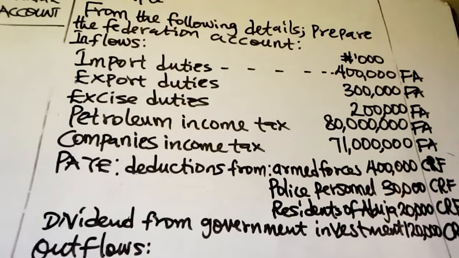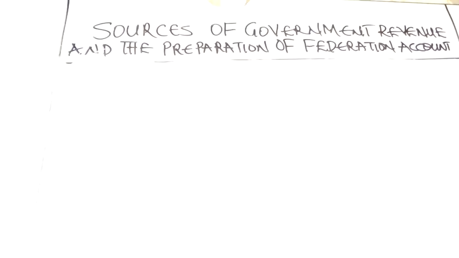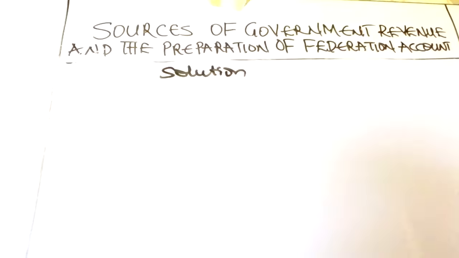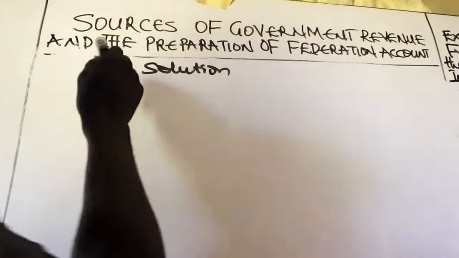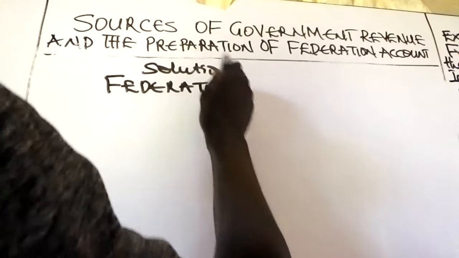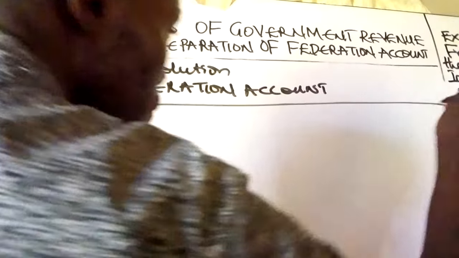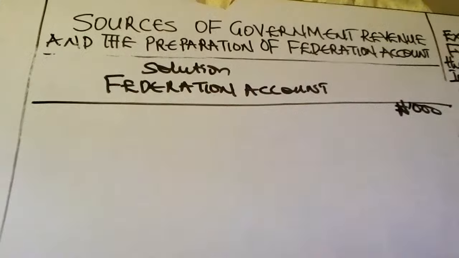So now, solution. Let's have the solution to the question. The name of the entity is not given, and the period is not specified either. So let's just have Federation account for the period not stated. We have the Nairas at the top and the triple zeros.